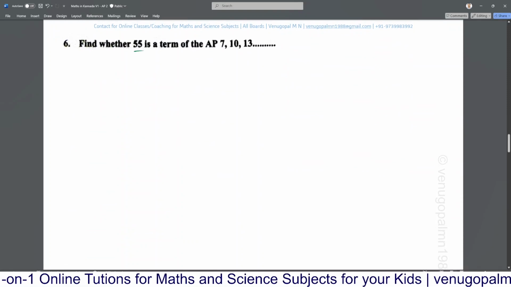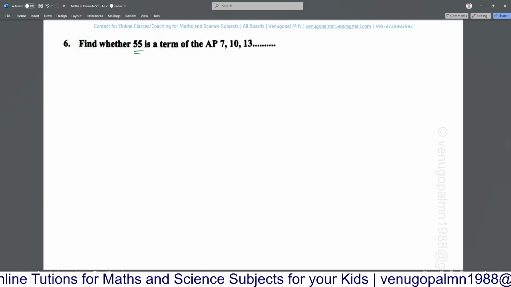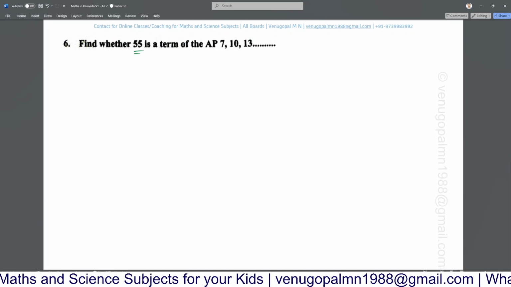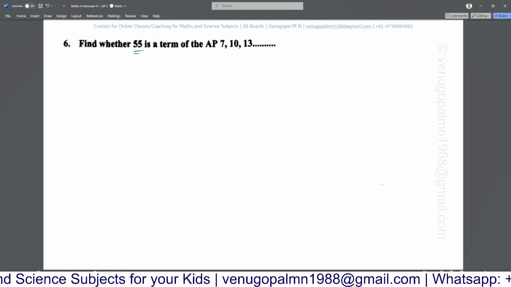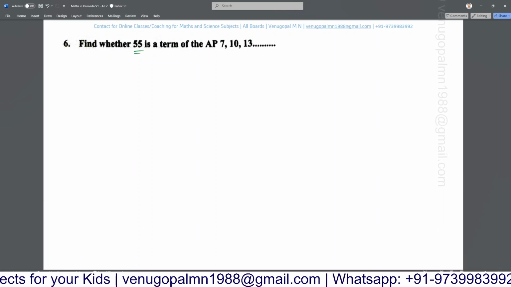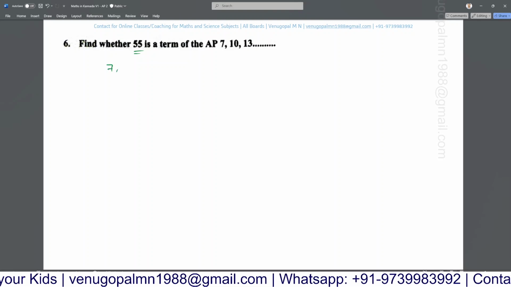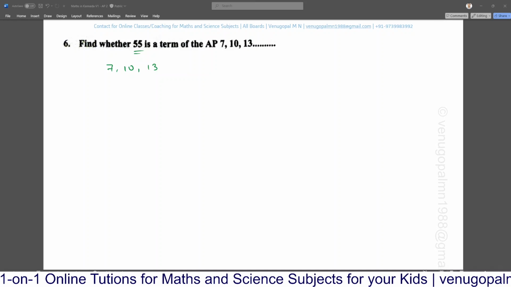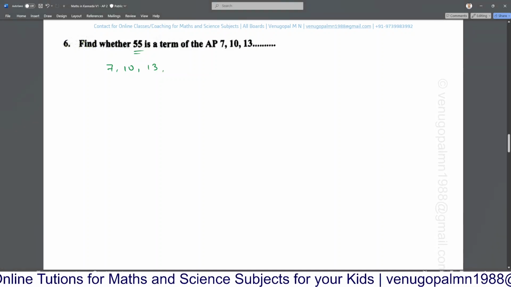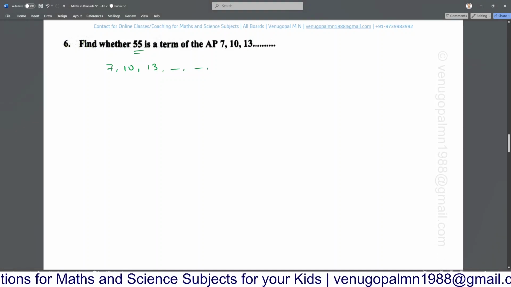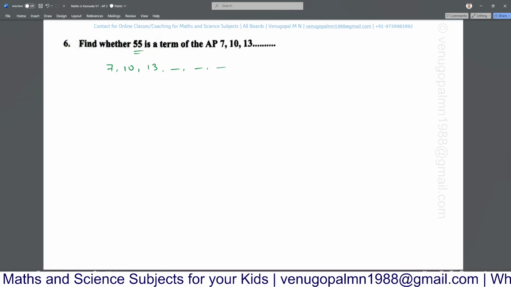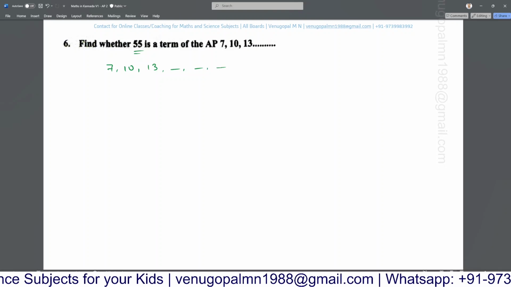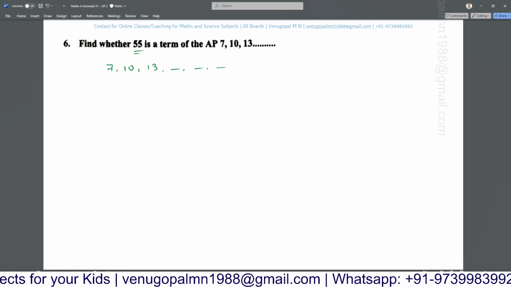Find whether 55 is a term of an AP. What they are saying is, they have given one number and they are asking us to find out whether 55 is part of this particular sequence, meaning they have given a sequence 7, 10, 13. They want us to find out whether 55 falls anywhere in this particular sequence or not.